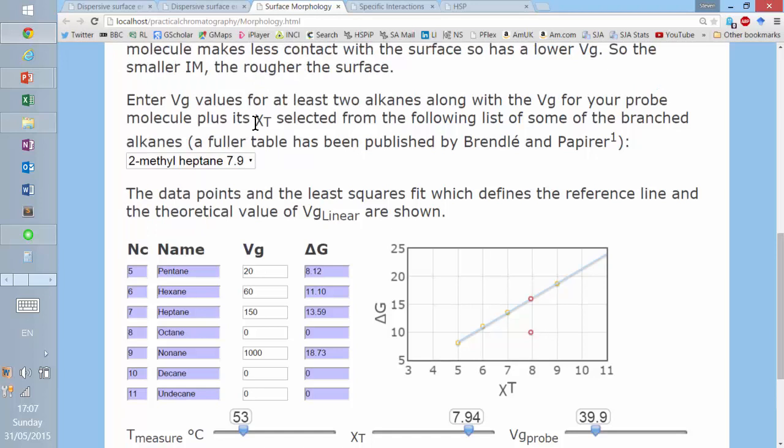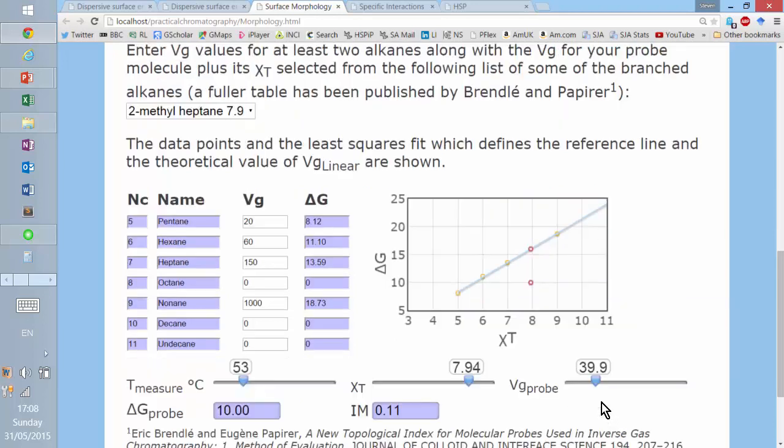So there's a value chi t which defines a parameter for 2-methylheptane, 7.9 in this case. Here's a list of some others. And what you do is you inject the 2-methylheptane. We know that it should, if you had a perfectly smooth surface, come out at 7.9, straight on this line. But if the VG of this probe happens to be, let's say, 53.9, then it's actually coming out here. The delta G of interaction is much less. That means that it is not fully able to interact with the surface.